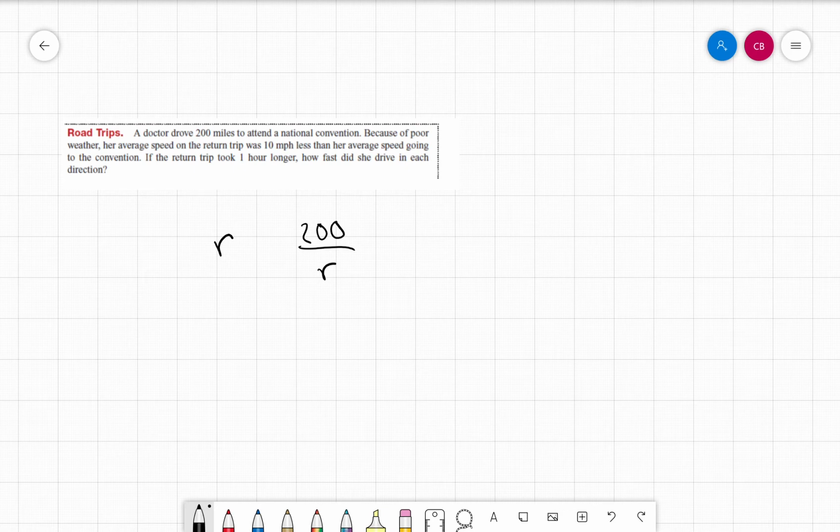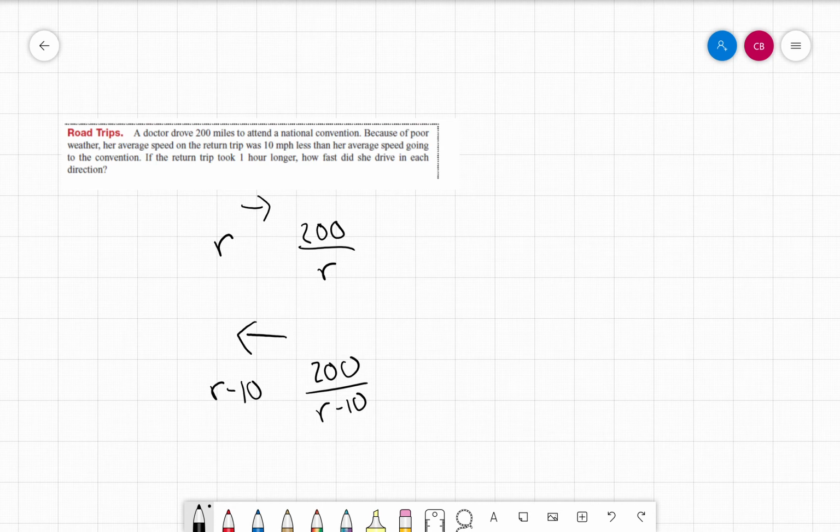And so we've got her rate going to the convention, and her rate coming back is a little bit different. Her actual rate is going to be 10 miles per hour less than when she was going there. And so the amount of time it's going to take is 200 divided by r minus 10. Okay. And so what does that tell us?